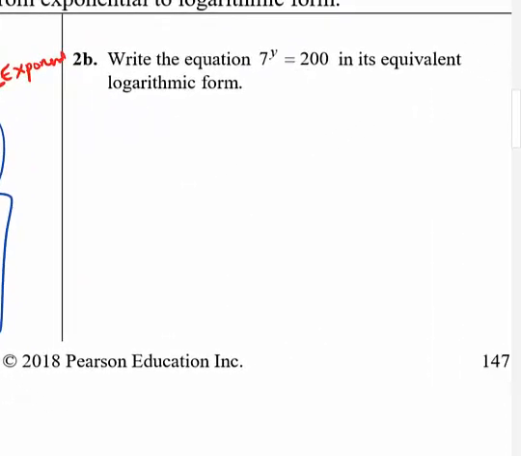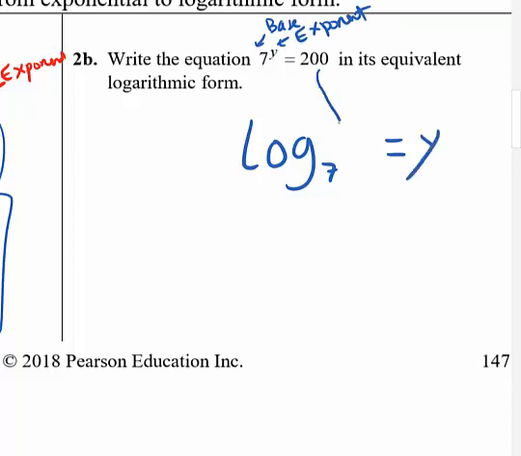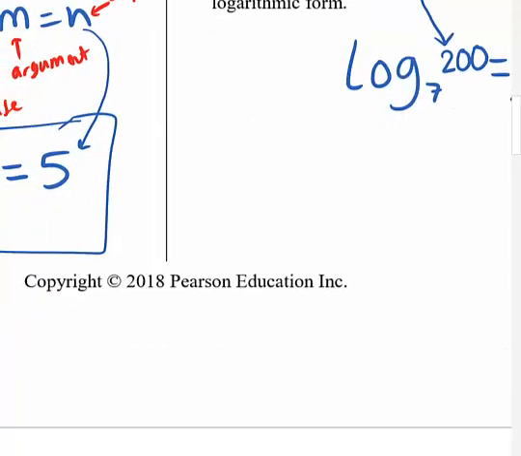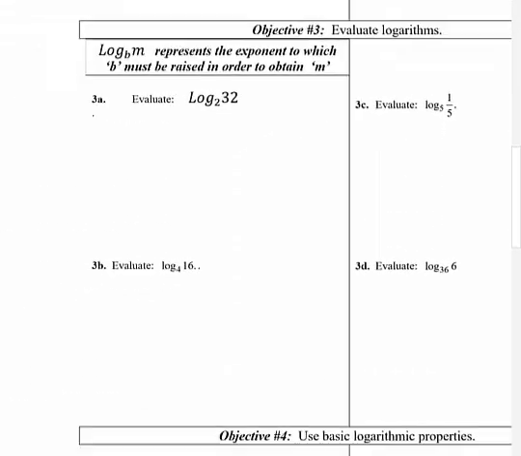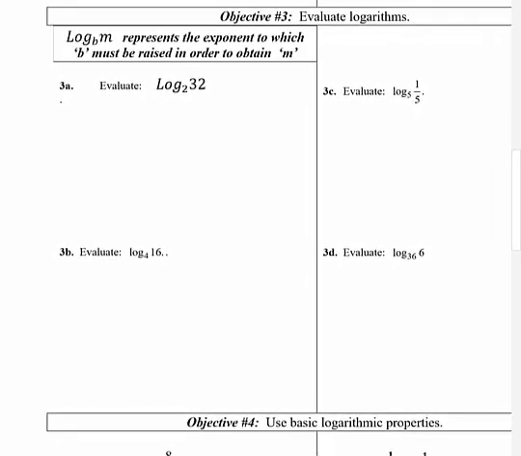Let's try another one. Here, 7 is the base, which should be the little number in the log: log, then the little number, something equals something. The exponent is what's supposed to go on the other side of the equation, so I'll put that on the other side. And then by process of elimination, the number on the other side of the equation in the exponential function should be the argument in the log function. So it's just a rearrangement of 3 numbers or 3 letters that you have to memorize to do well in this section.